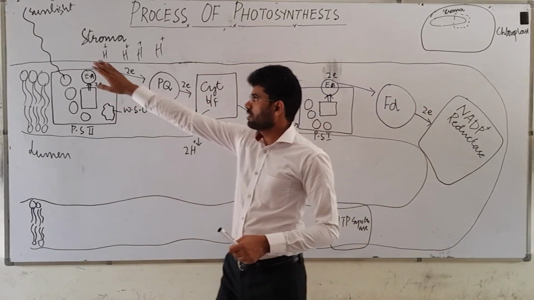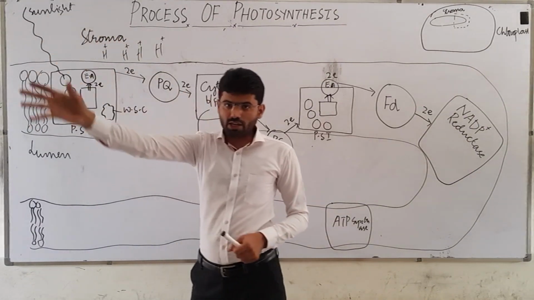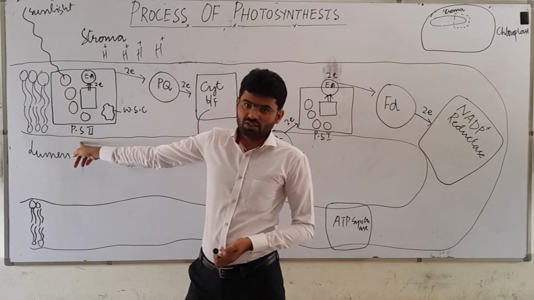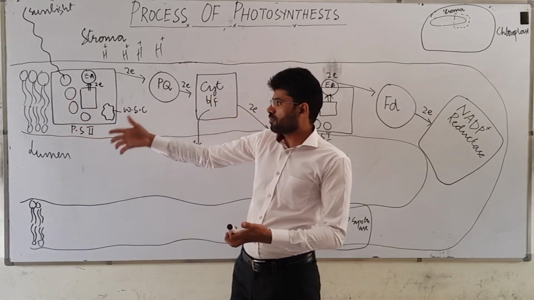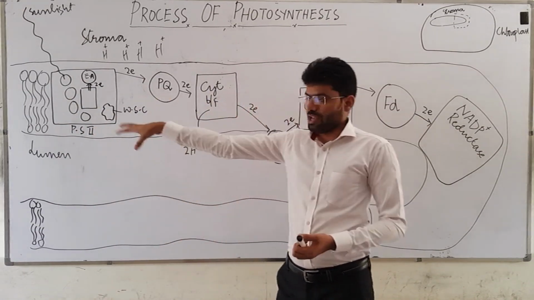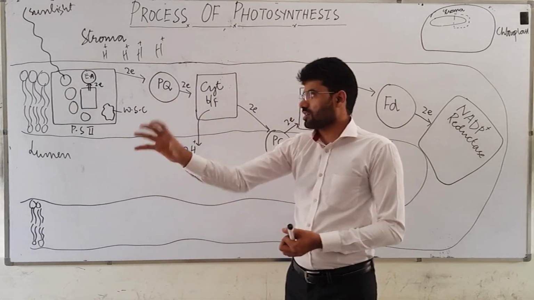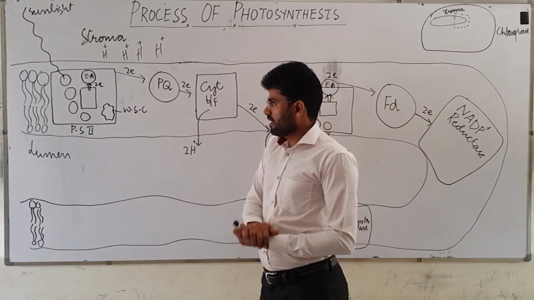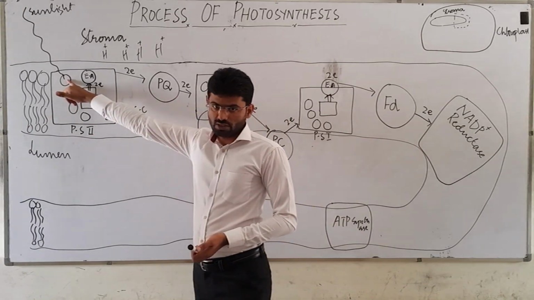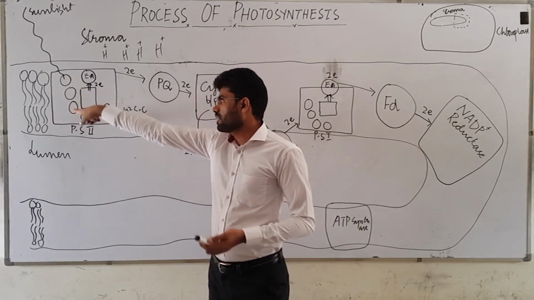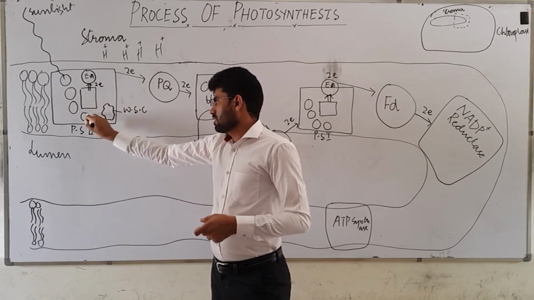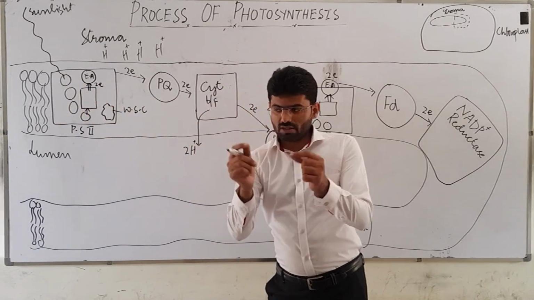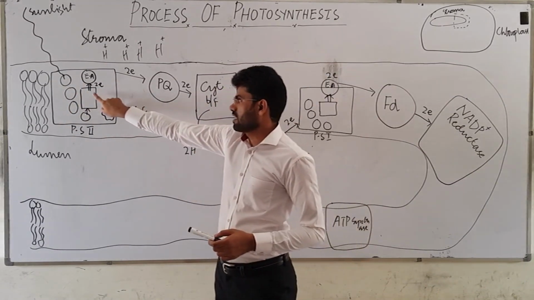So this starts by the striking of sunlight, and this is absorbed by this photosystem two, in the process of photosynthesis. And in the process of photosynthesis, the light dependent reaction starts when the PS2 absorbs the sunlight and it excites the electrons of these chlorophyll molecules. Finally, the amount of energy received by the reaction center will excite its electrons.